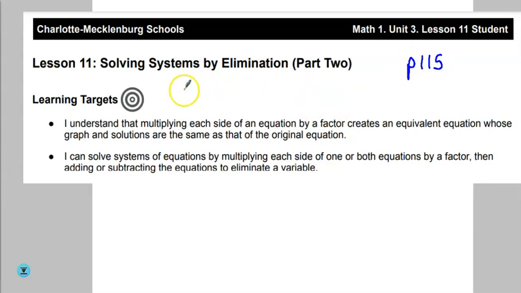115. You'll see that today the target is for you to understand that multiplying each side of an equation by a factor, by a number, it could be a fraction, regular number, it creates equivalent equations, meaning same equation whose graph and solutions are the same. So we're going to look at how multiplying doesn't change the equation solution, it only changes the look of the equation.